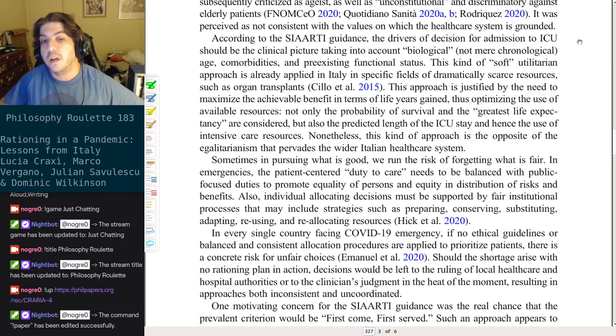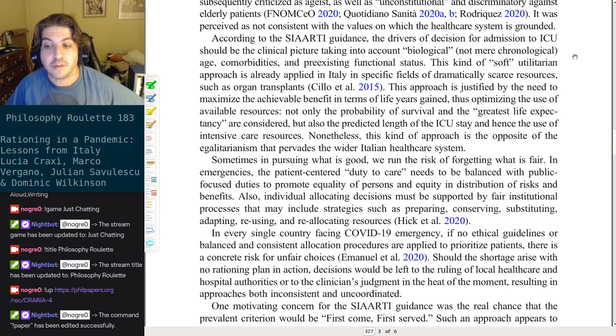But anyway. According to the CRT guidance, the drivers of decisions for admission to ICU should be the clinical picture, taking into account biological, not merely chronological age, comorbidities, and pre-existing functional status. This kind of soft utilitarian approach is already applied in Italy in specific fields of dramatically scarce resources, such as organ transplants. This approach is justified by the need to maximize the achievable benefit in terms of life years gained, thus optimizing the use of available resources. Not only the probability of survival and the greatest life expectancy are considered, but also the predicted length of the ICU stay and hence the use of intensive care resources.